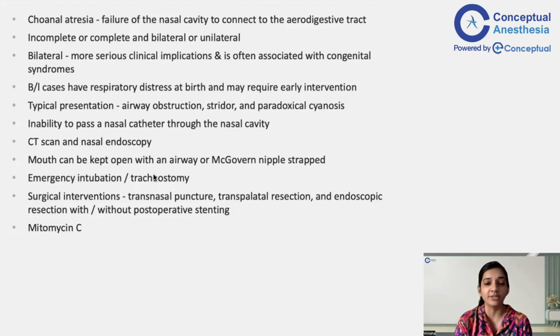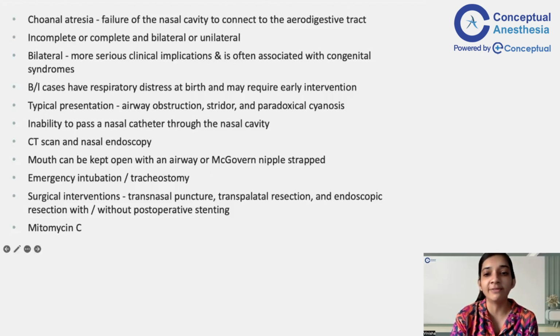So if there is choanal atresia and if it is bilateral, then it leads to severe respiratory distress at birth, and you need to immediately intervene and establish an airway. Typically, the child will present with airway obstruction, stridor, and paradoxical cyanosis. Now, what is this paradoxical cyanosis? The newborn turns pink when they start crying, because that is when they open their mouth. So breathing becomes more efficient in cases of choanal atresia. That is why it's known as paradoxical cyanosis. The newborn turns pink when they begin to cry.